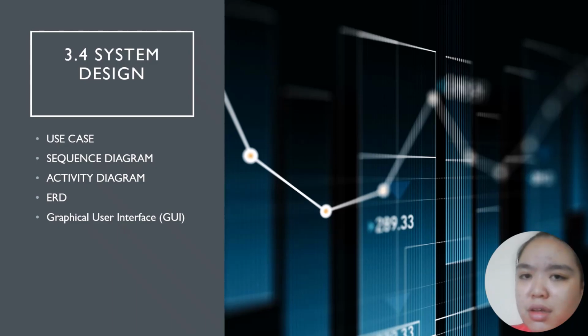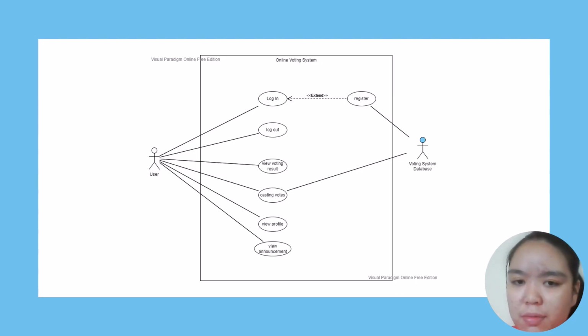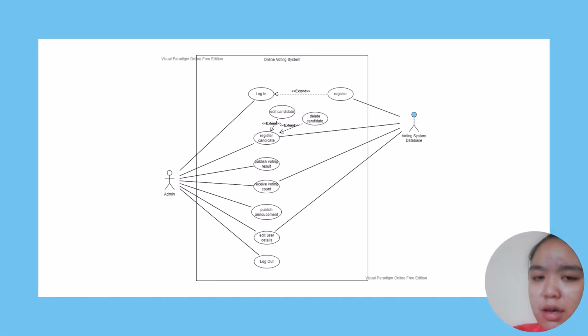As for the use case for user, it includes login, logout, view voting result, casting votes, view profile, and view announcement. As for the use case for admin, this includes login, register candidate, publish voting result, receive voting count, publish announcement, edit user details, and log out.